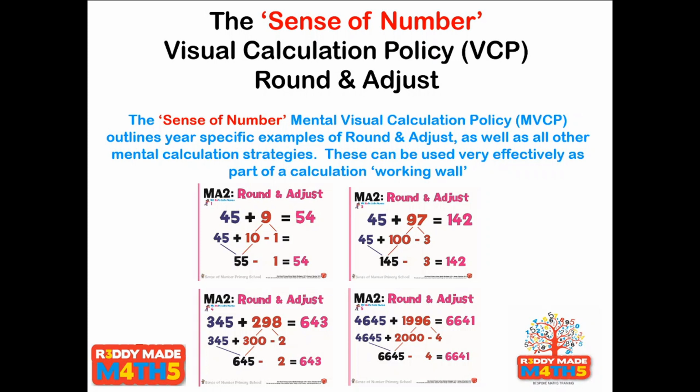But what a simple little jotting shows you here is just how to encourage the children to show their working out. How do we do 45 add 9? We add 10, subtract 1. How do we do 4,645 add 1,996? Well, we add 2,000, subtract 4. So we're only adding to the thousands column. 6,645, subtract 4, 6,641. It is, though, really important to note these are just jottings.